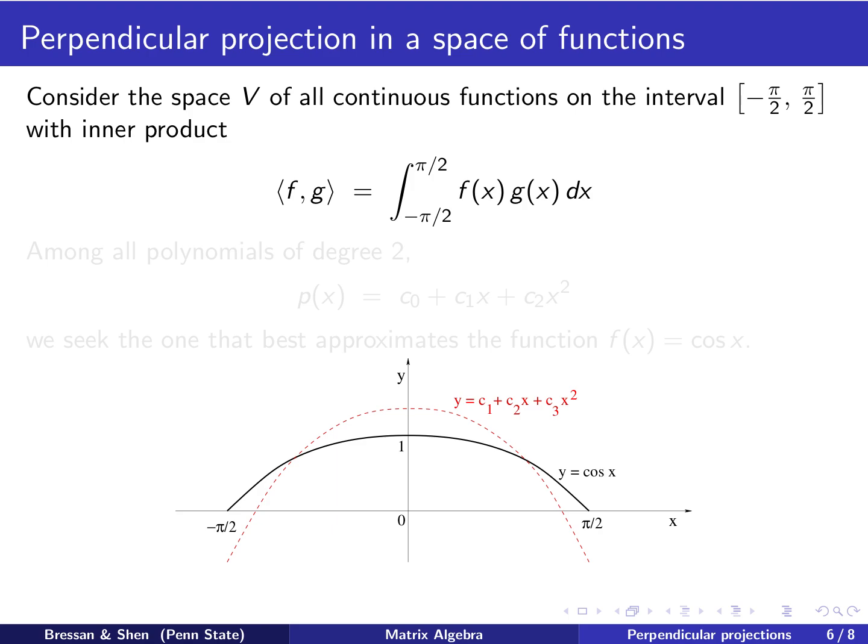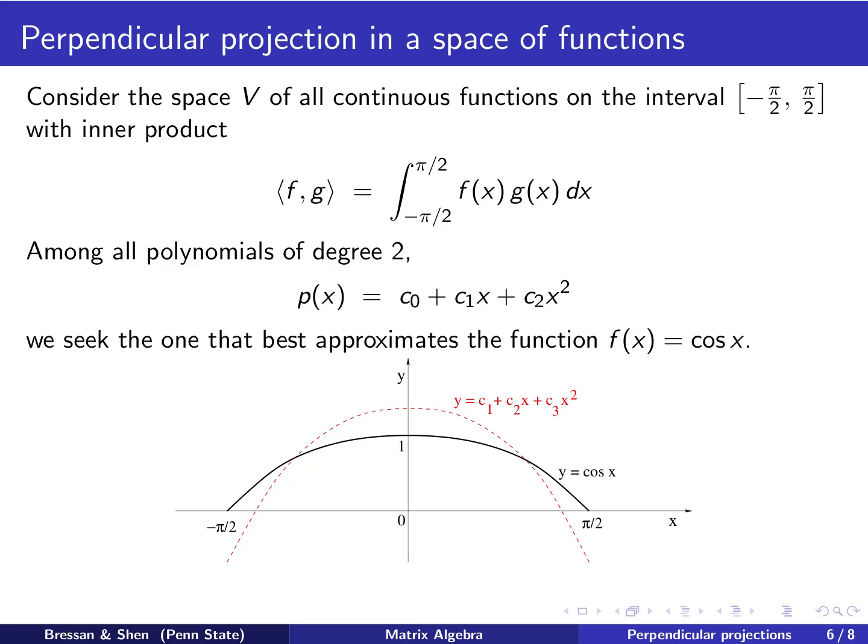Okay, so finally, let's take an example of perpendicular projection into a space of functions. Here is the setting. We consider the space V of all continuous functions on the interval from -π/2 to π/2. And we define the inner product for functions f and g as the integral of the product of these two functions from -π/2 to π/2.